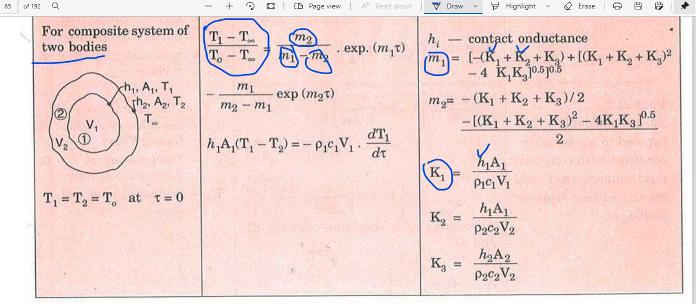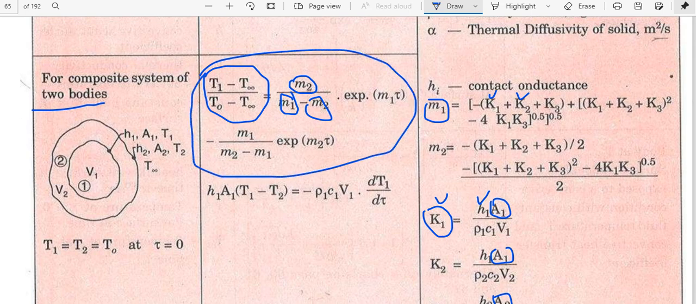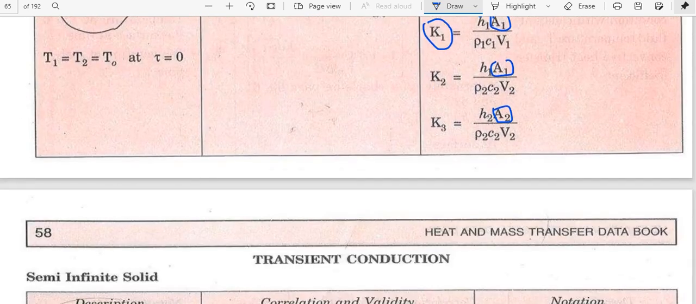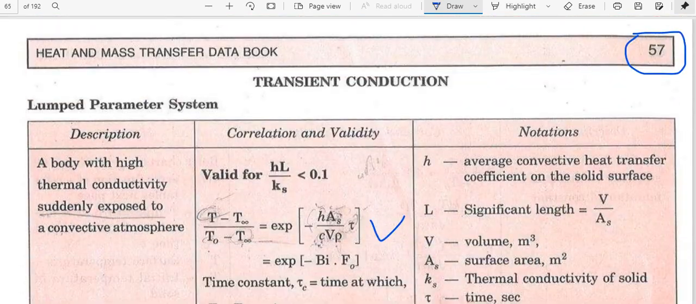So here the area value. So how can you calculate the area of the first composite material, the area of the second composite material, and the area of the third composite material? So here this is the formula for m1 and this is the formula for m2. We need to substitute into this equation. So all these problems come under the composite system only. So here this is the lumped parameter system.